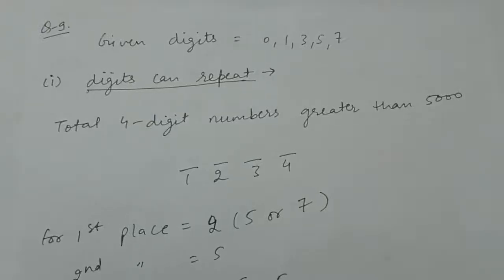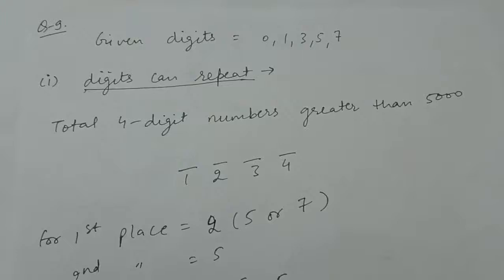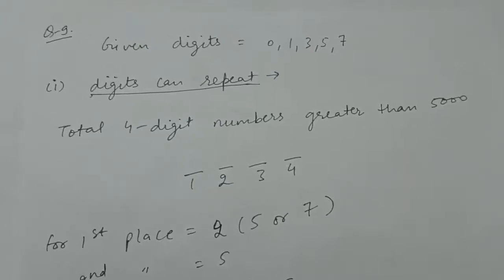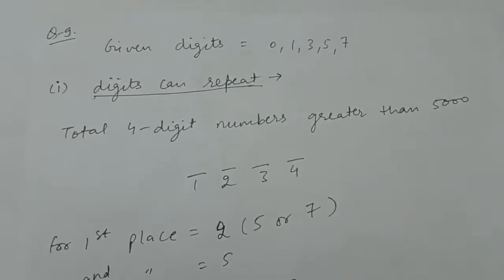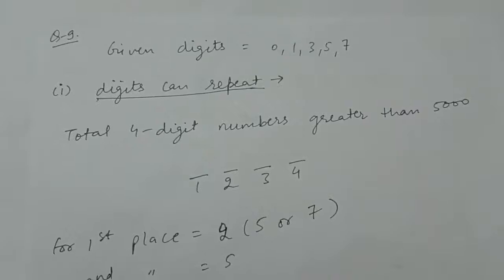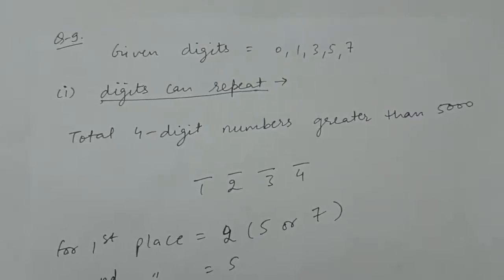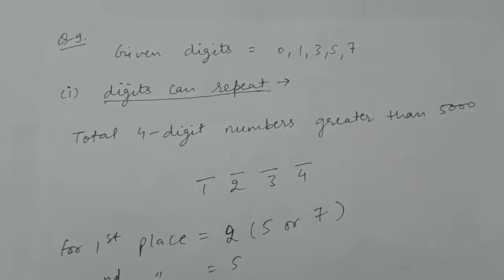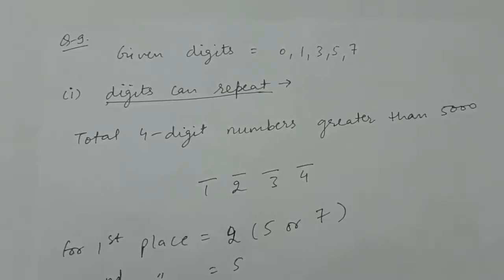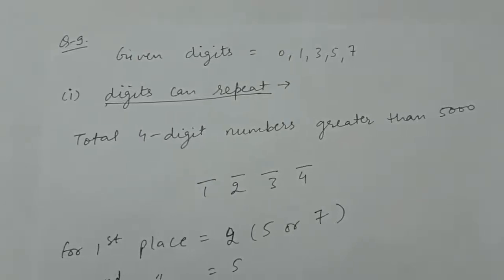Question number 9. This is a very important question. If 4-digit numbers greater than 5000 are randomly formed from the digits 0, 1, 3, 5, 7, what is the probability of forming a number divisible by 5 when the first case is when digits are repeated?